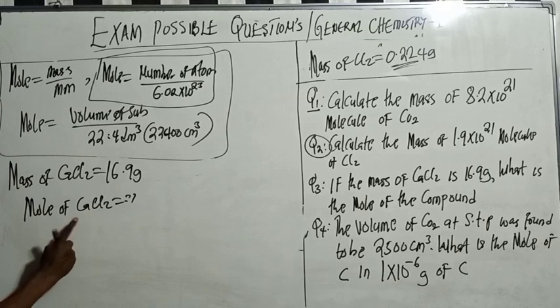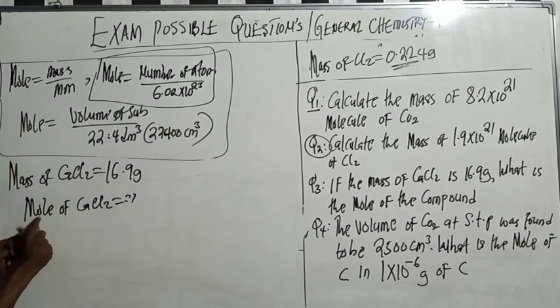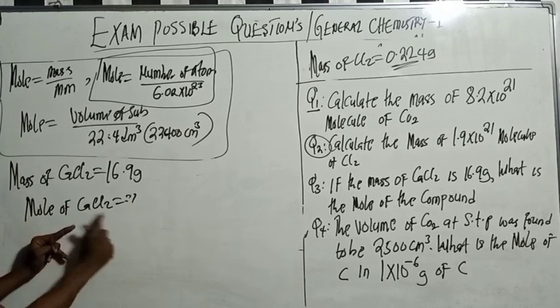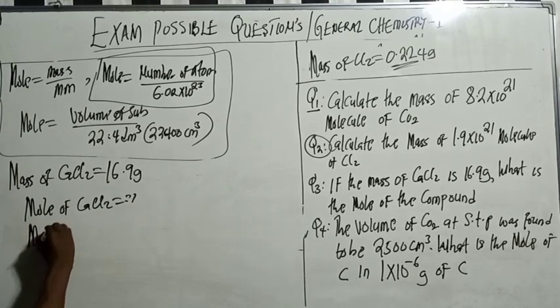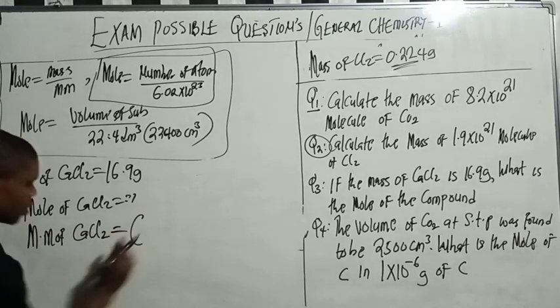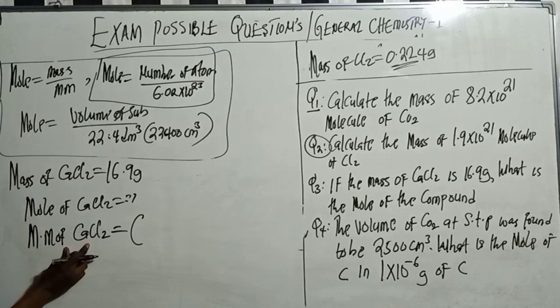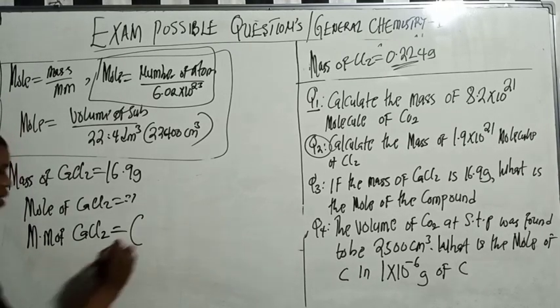So the only thing you want to do here is to calculate the molar mass of calcium chloride. So calcium chloride is, sorry, calcium is 40 because the atomic mass of calcium is 40.